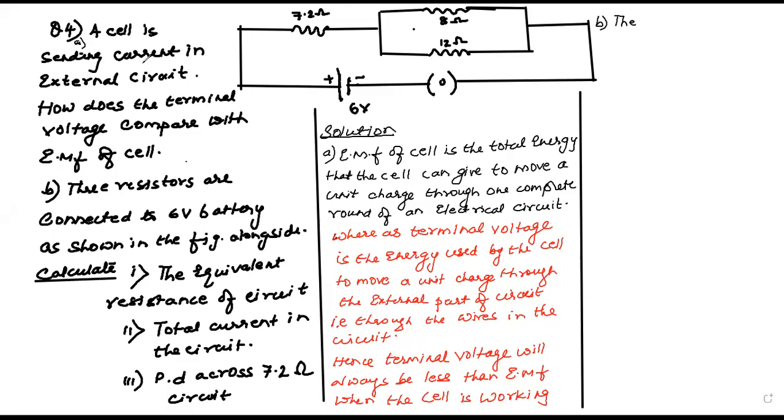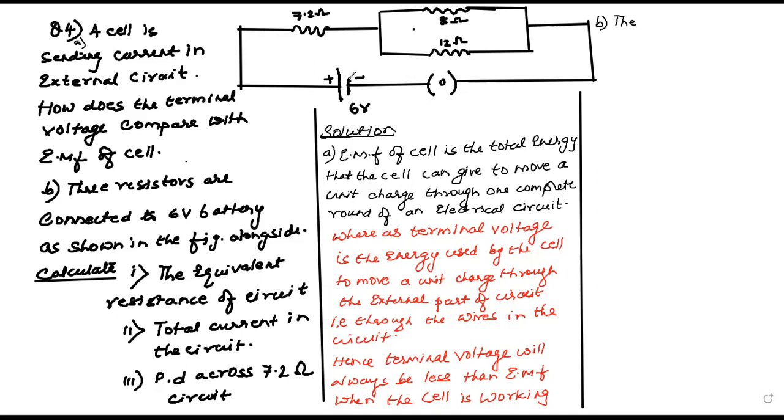The EMF of a cell is the total energy that a cell can give to move a unit charge through one complete round of an electrical circuit. What I mean by one complete round is, please have a look in your mind. Suppose it starts from the positive terminal, passes through these conductors, wires, and again comes back to the negative terminal, and then through the cell, it again comes back to the positive terminal.